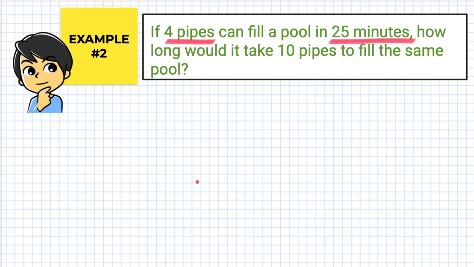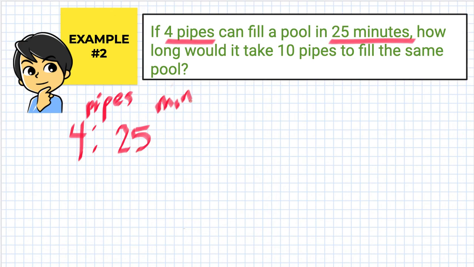If there are many pipes that will fill the pool with water, of course, the time will be lessened. So the ratio here is 4 pipes to 25 minutes. Now, in the second sentence, it states, how long would it take 10 pipes to fill the same pool? So therefore, we will put 10 pipes in the first term. Why? Because we are talking pipes and minutes. So we need to find out how many minutes it will take 10 pipes to fill the same pool.